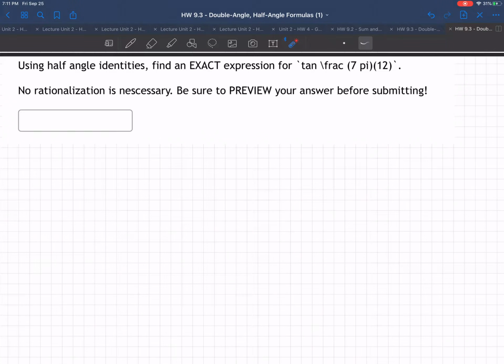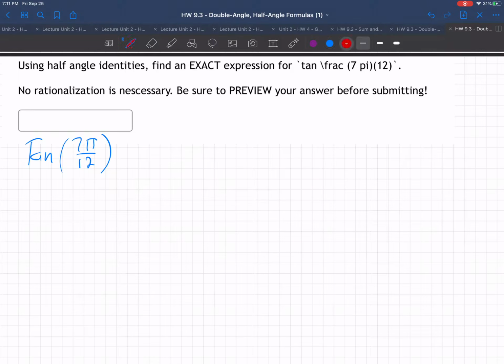Here's an example in which they want us to use half-angle identities to find the exact expression for tangent. Now I know it's kind of hard to read, so let me write out what that is. They want us to find tangent of 7 pi over 12. Okay, now how do we do it?